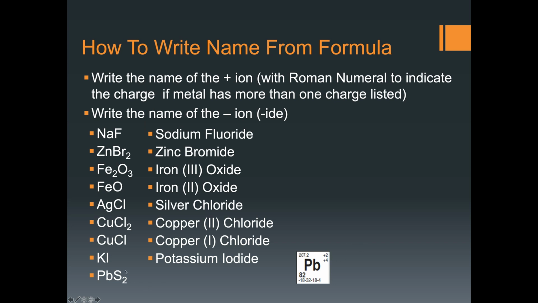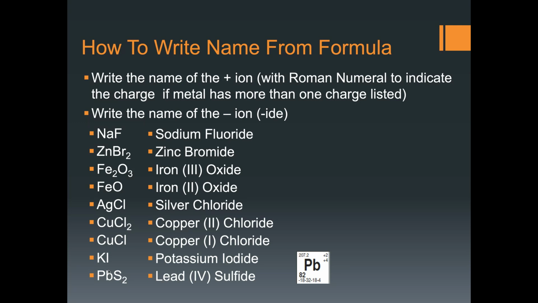Sulfide's charge is minus 2. What's 2 times minus 2? Minus 4. What cancels out a minus 4? A plus 4. So in this case, it's lead 4 sulfide. That's the tricky bit, coming up with the Roman numeral. But the more of them you do, the better at it you're going to get.